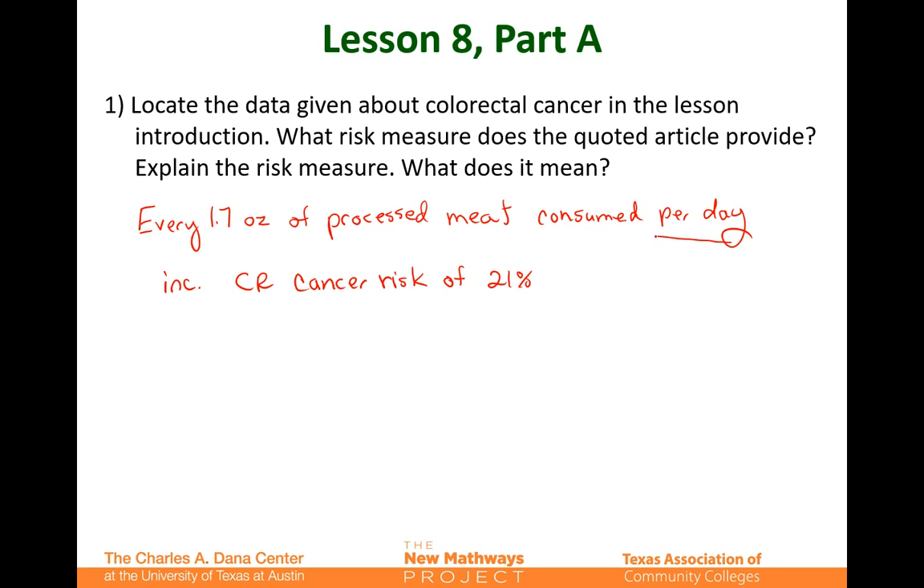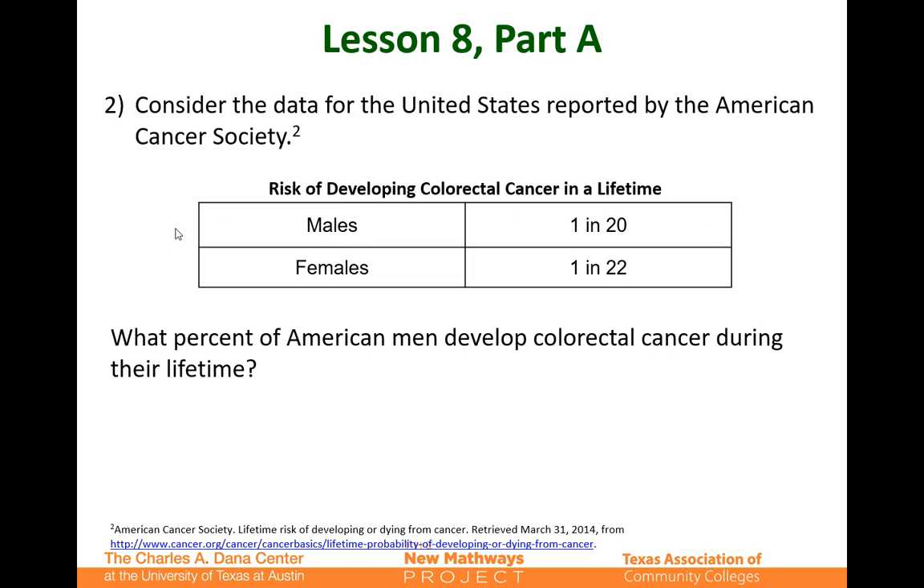This would mean if you ate 1.7 ounces of processed meat every single day, doing it once and then not doing it again is not going to increase your cancer risk 21%. But if every day you eat 1.7 ounces more, you will add that much risk to your cancer. But 21% of what? It increases your current risk by 21%. So unless we know what our current risk is, this really doesn't tell us very much about our new risk.